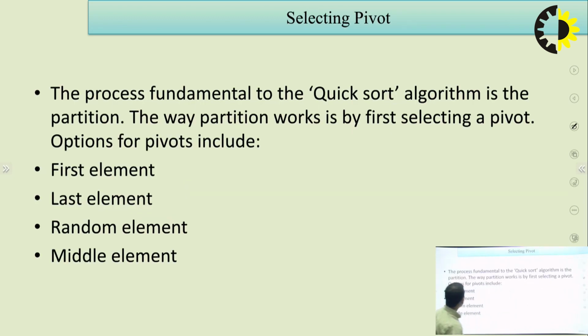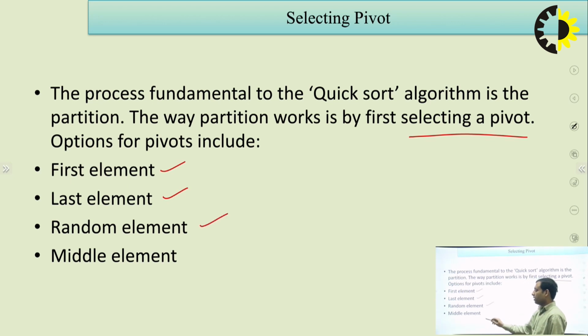So the process fundamental to the quicksort algo is the partition. The way partition works is by first selecting the pivot element. There are many options to select the pivot element. We can choose the first element as the pivot, the last element as the pivot, any random element as the pivot, or the middle element as the pivot. So we will see the example with the help of the last element as the pivot element.